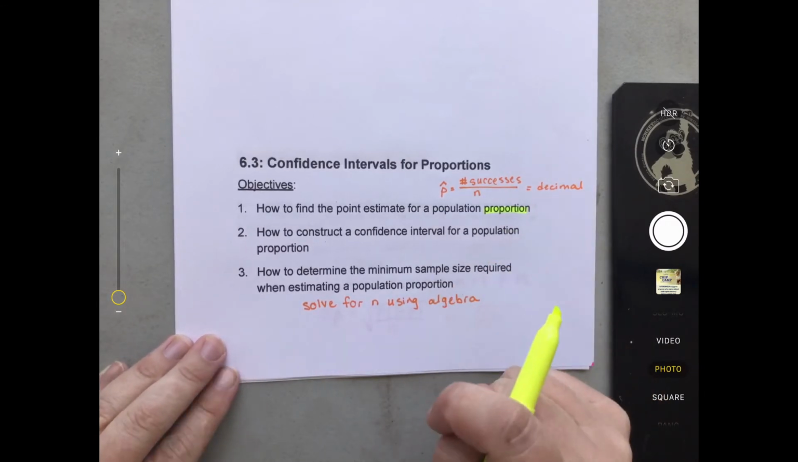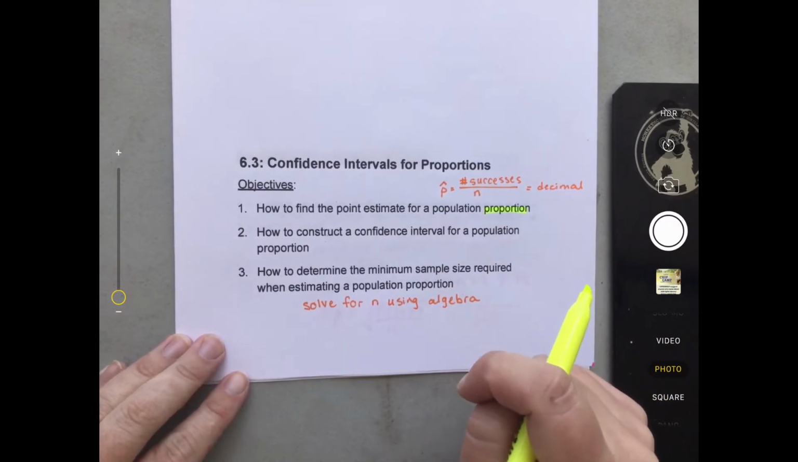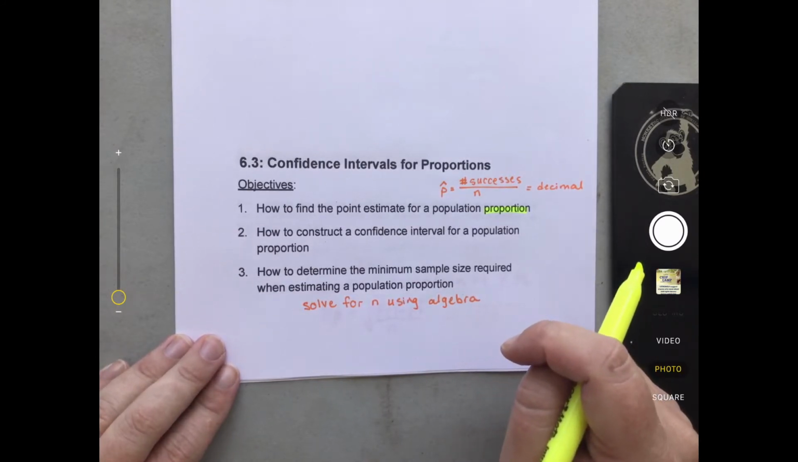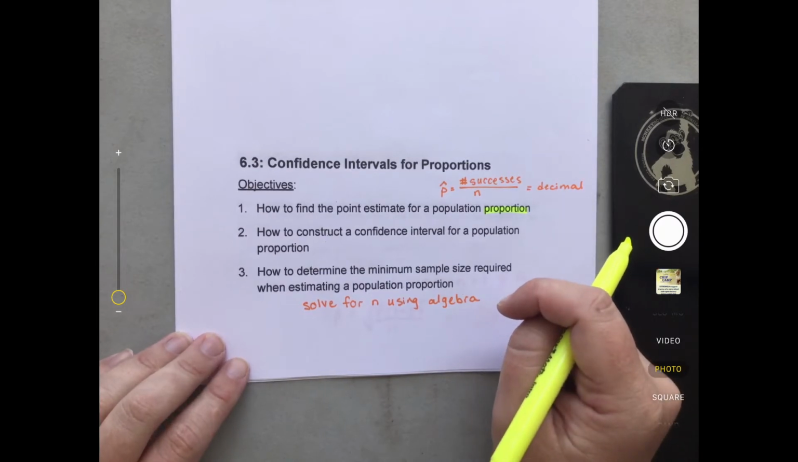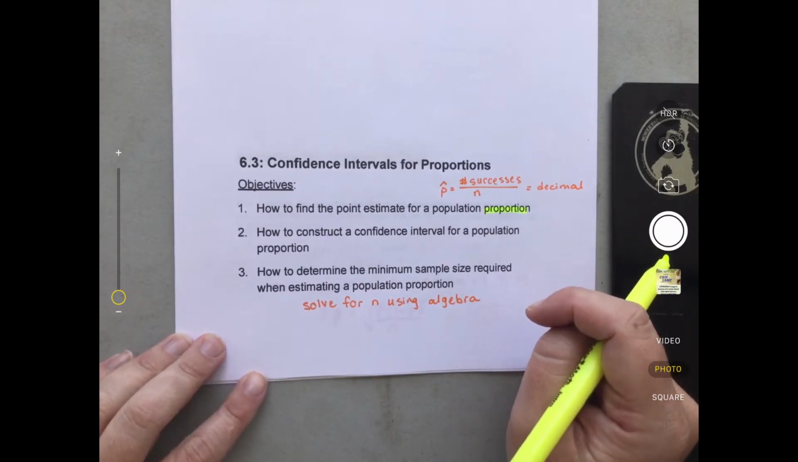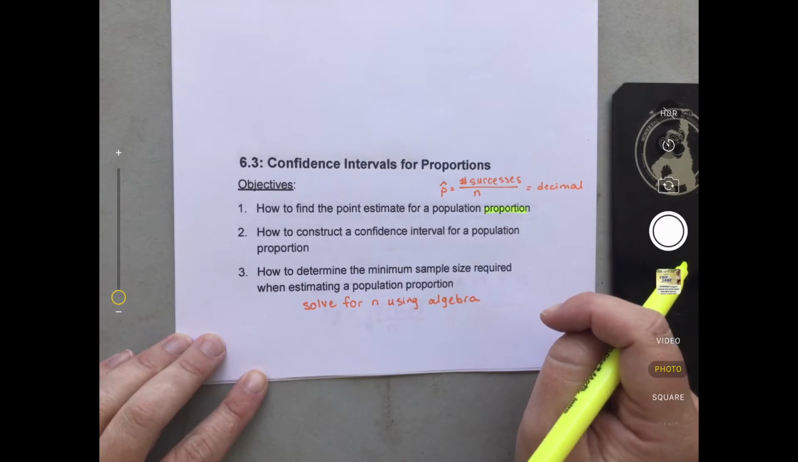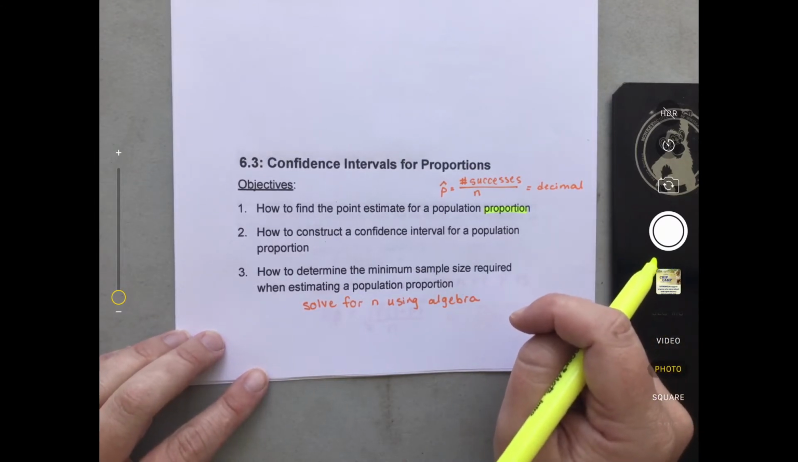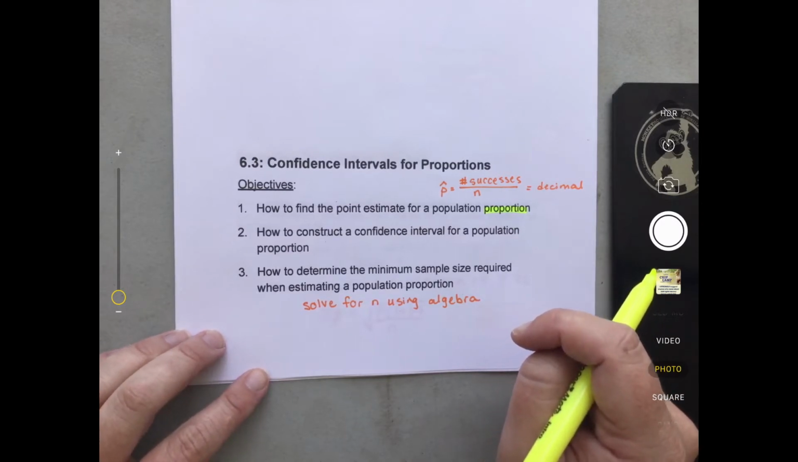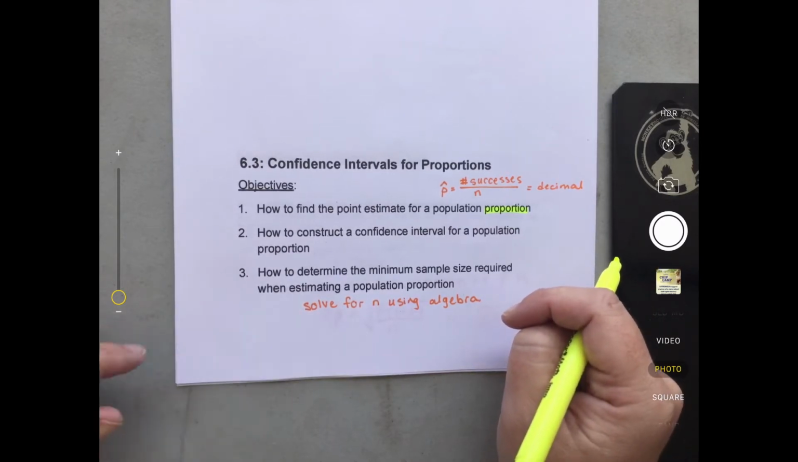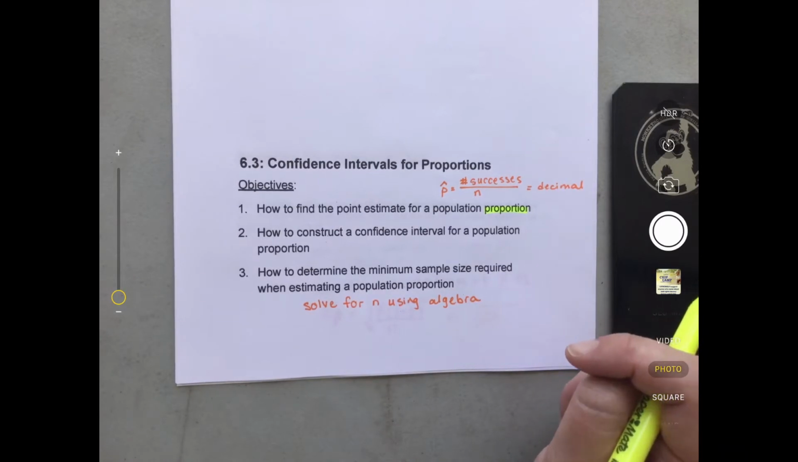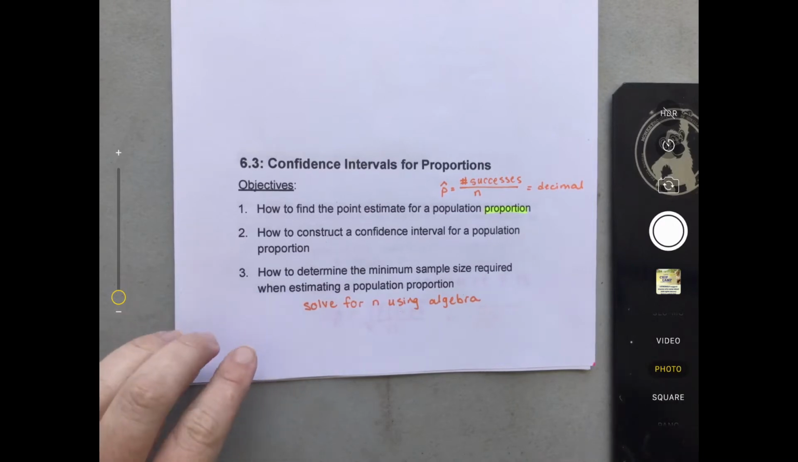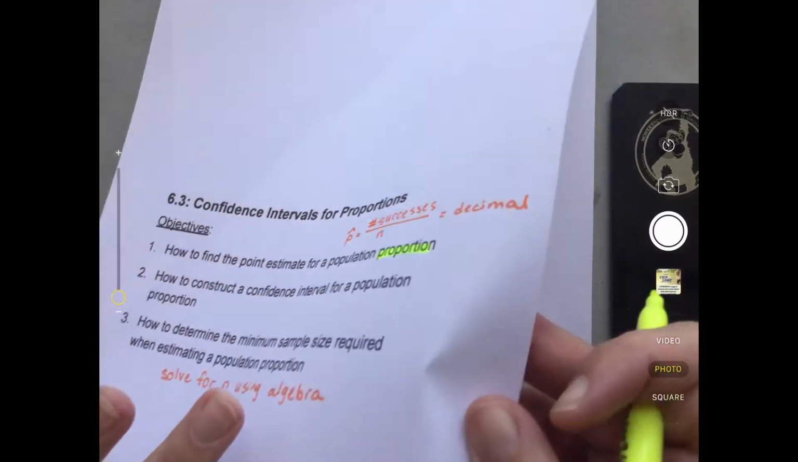You're going to learn how to construct a confidence interval for a population proportion. We will use the formula for one example and then your calculator commands for the other example. And then we're going to determine the minimum sample size required when estimating a population proportion. We did this in 6.1 as well, but you will simply plug in values into the margin of error formula and solve for n. All right, let's get started.